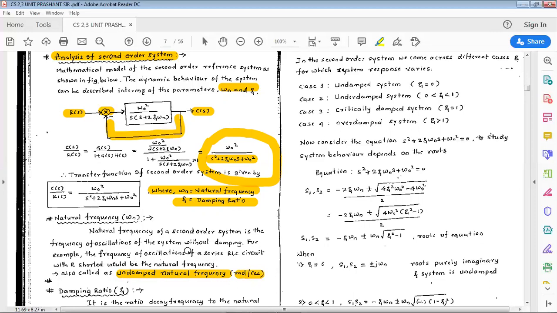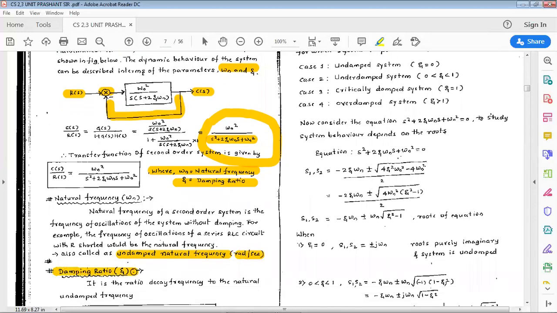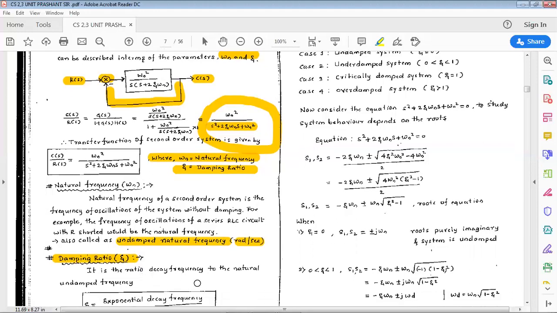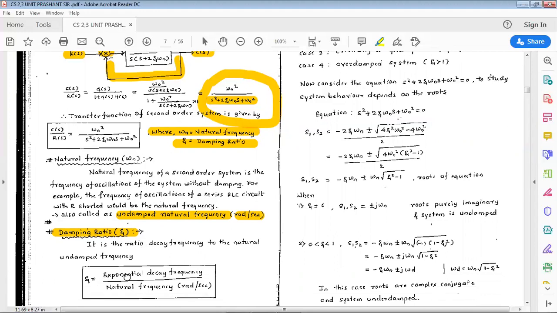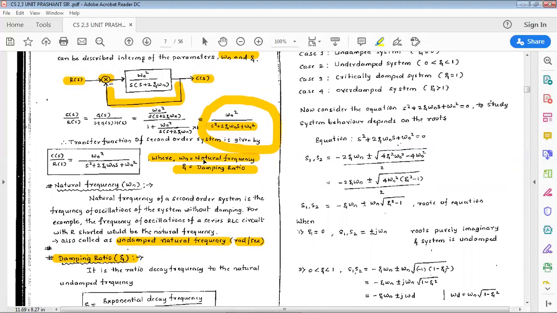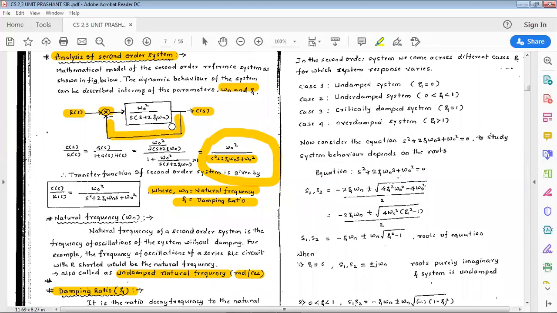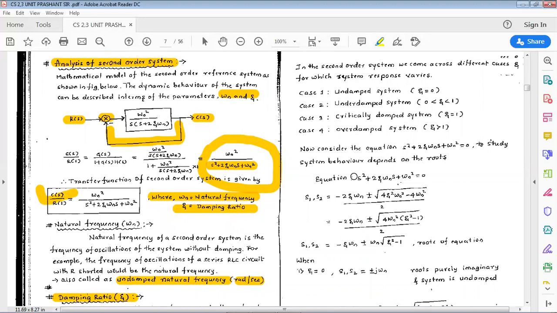Understand? Next, the next term is the damping ratio. Its notation is zeta. It is the ratio of the exponential decay frequency to the natural undamped frequency. That is given as zeta equal to exponential decay frequency divided by natural frequency in radians per second. These are the definitions of natural frequency and damping ratio, and how the second order standard system is represented with the block diagram as well as the equation. This equation is very important for the next topics.